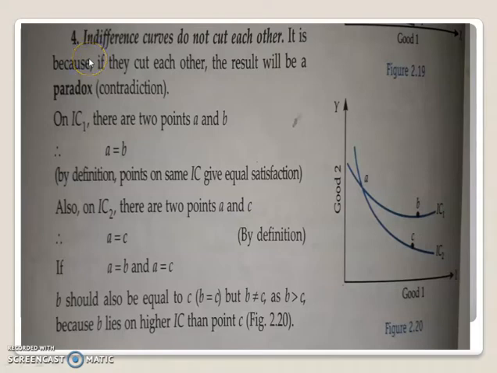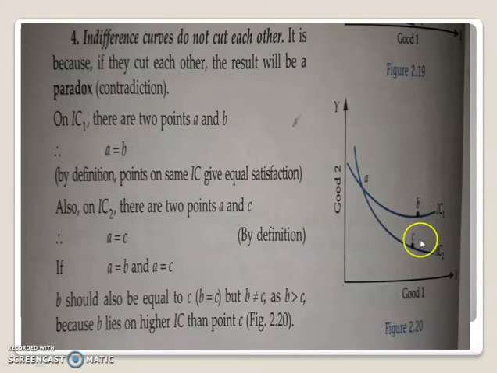Then the fourth property is that indifference curves do not cut each other. It is because if they cut each other, the result will be a paradox. In this figure, we can see that two indifference curves cut each other. So on indifference curve 1, there are 2 points A and B. Indifference curve shows equal level of satisfaction. That's why A is equal to B.